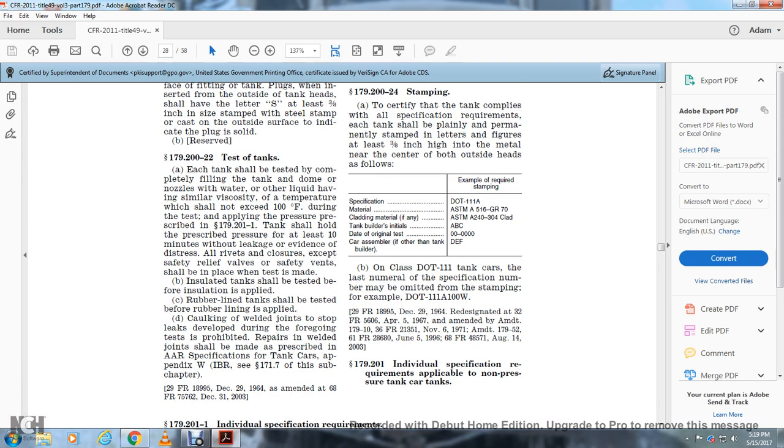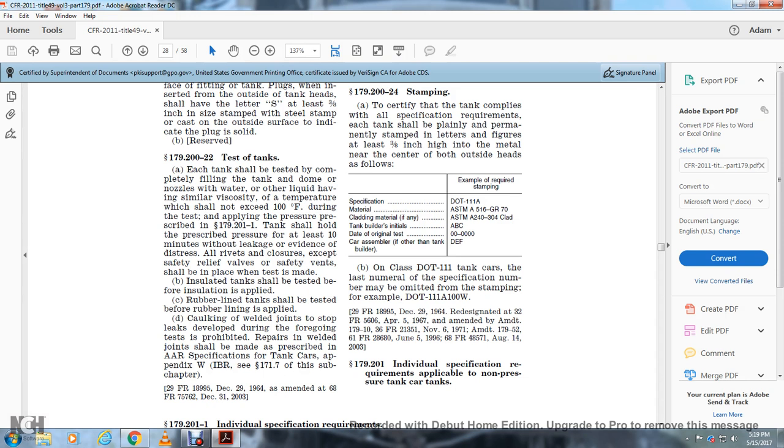179.222 Testing tanks. Each tank shall be tested by completely filling the tank and dome with water or other liquid having similar viscosity, at a temperature which shall not exceed 100 degrees Fahrenheit. During the test, apply the pressure prescribed in 179.201. The tank shall hold the prescribed pressure for at least 10 minutes without leakage or evidence of distress.